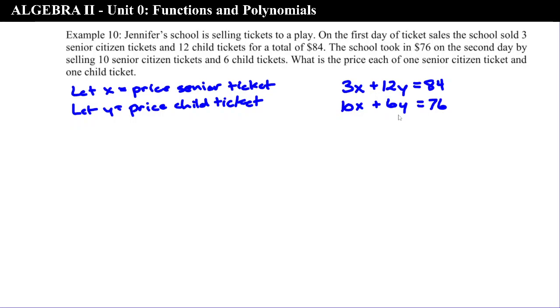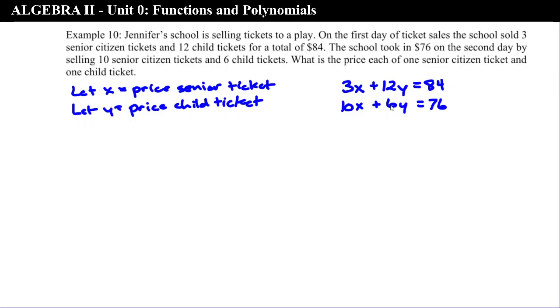Now we can use those equations to figure out how much one senior citizen ticket costs, which is our x, and how much one child ticket costs, which is our y, and that's what they're asking for. Well, we want to use elimination because that's the easier method, and that's what we've been doing. But if you look at these 2 equations, well, 3 and 10 aren't the same, 12 and 6 aren't the same. How can we do this?